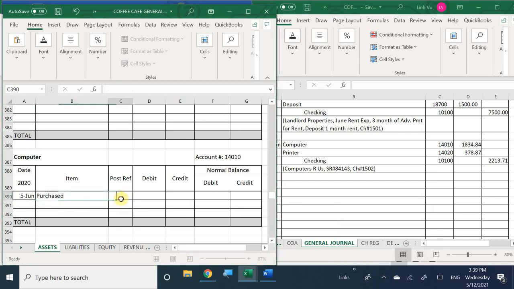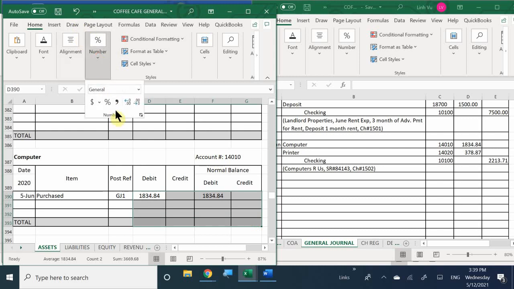All right, post reference once again, general journal number 1. And this time we are increasing it by the 1834.84. Okay? And because this is our beginning balance, right? I'm going to reflect it as my debit balance in my computer account. Okay? There it is.